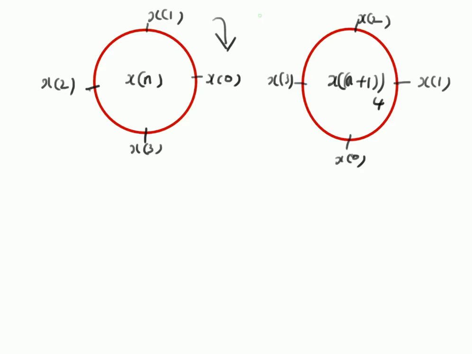For example, for delay or circular delay, we need to rotate the circle in anti-clockwise direction, again by an angle 2 pi k by n radians. And similarly for the circular advance, that is, if we want to advance the sequence, then we have to rotate the circle in clockwise direction, again by the same angle, that is 2 pi k by n radians.